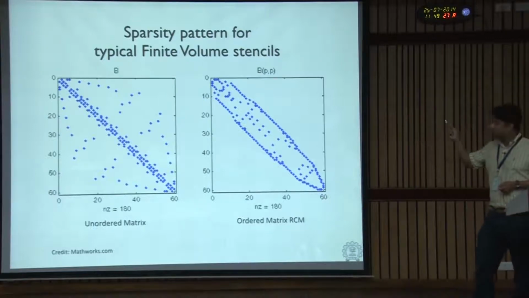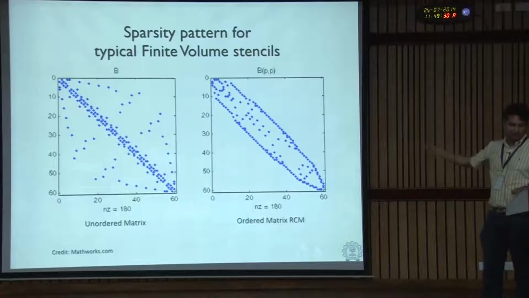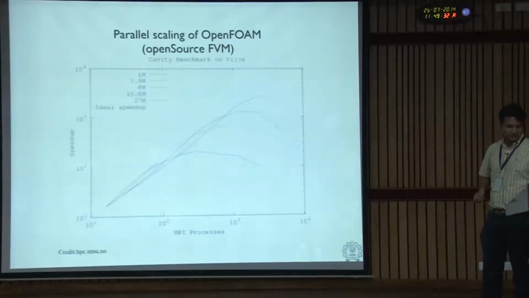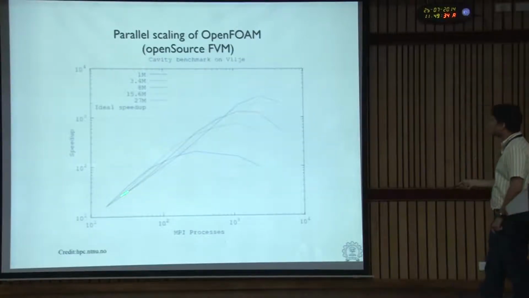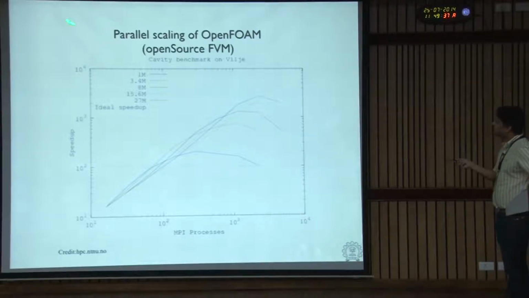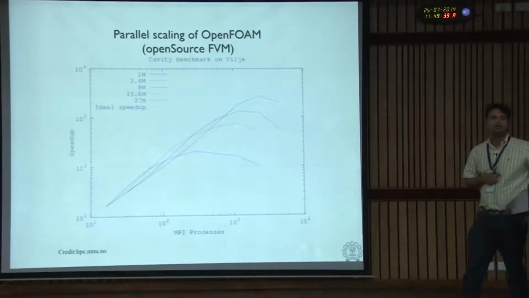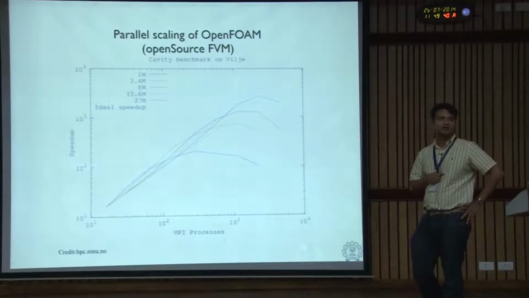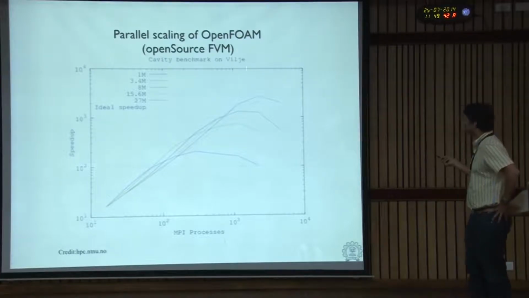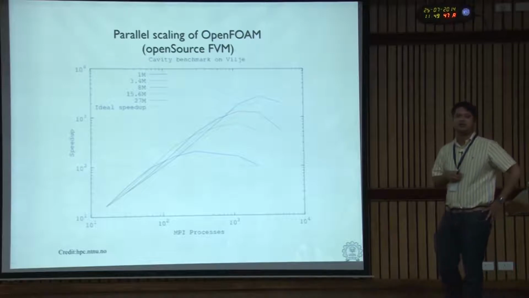And because of this kind of matrix structure, your parallel scaling becomes very weak. So this is parallel scaling of a very popular open source CFD code called OpenFOAM. Okay, this is for a sample test problem of a lid-driven cavity.